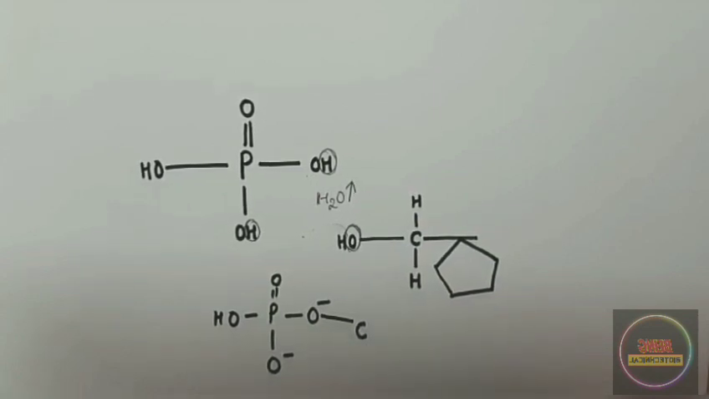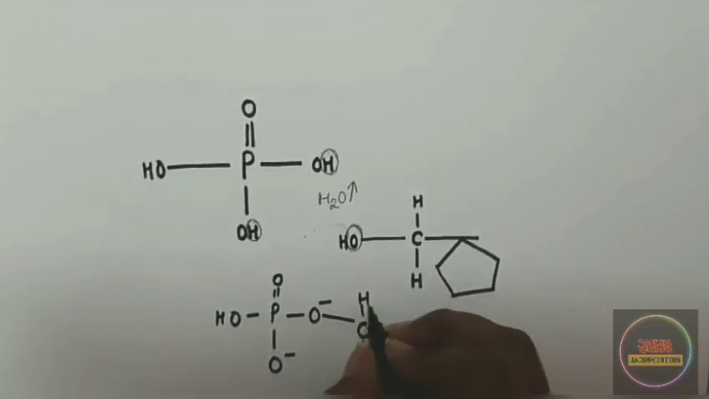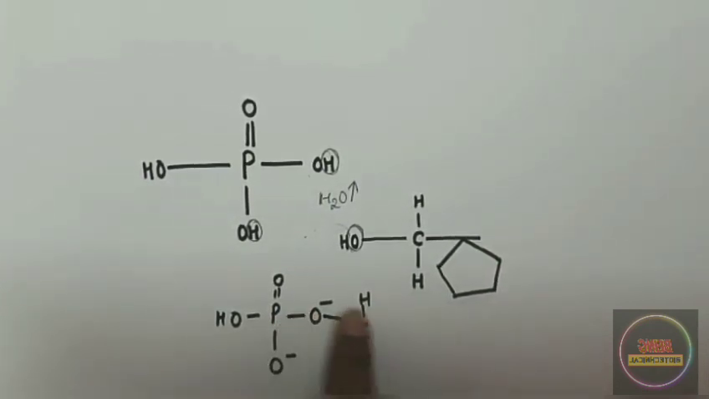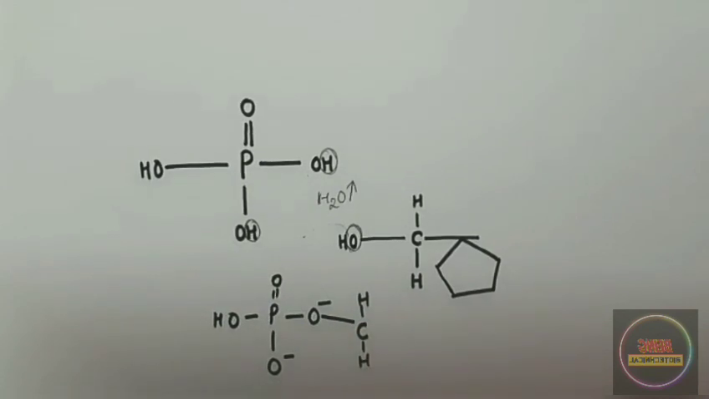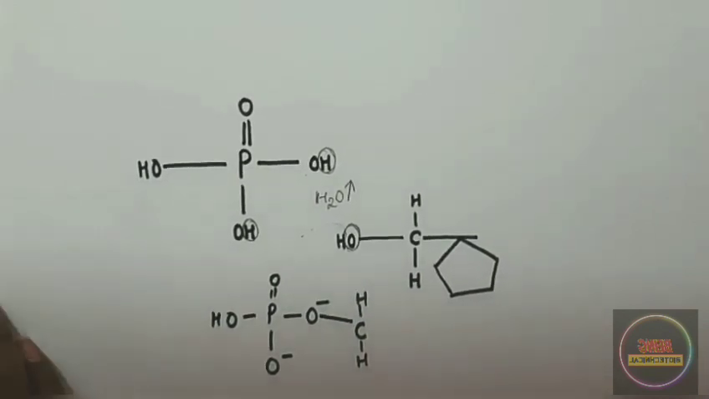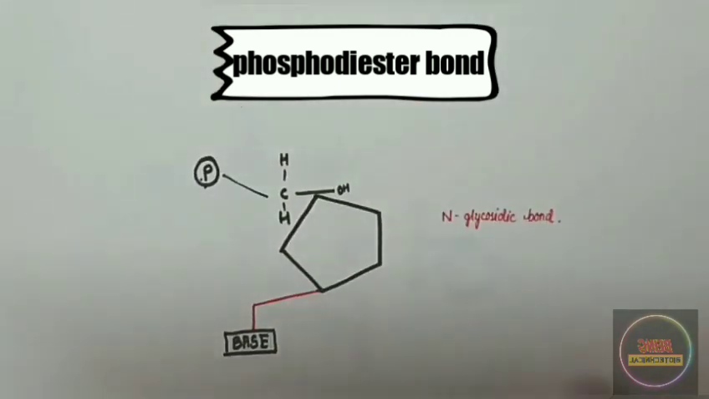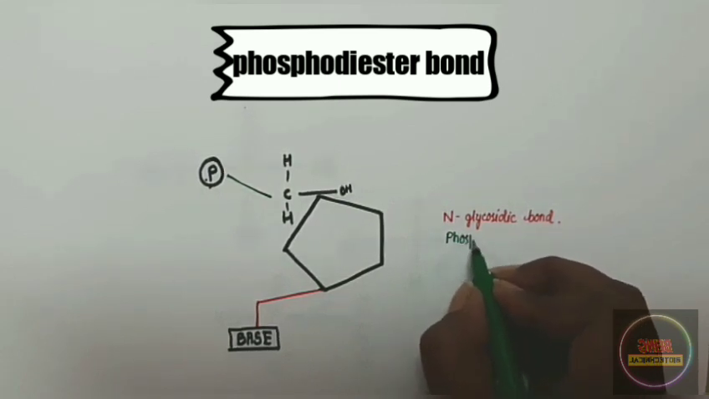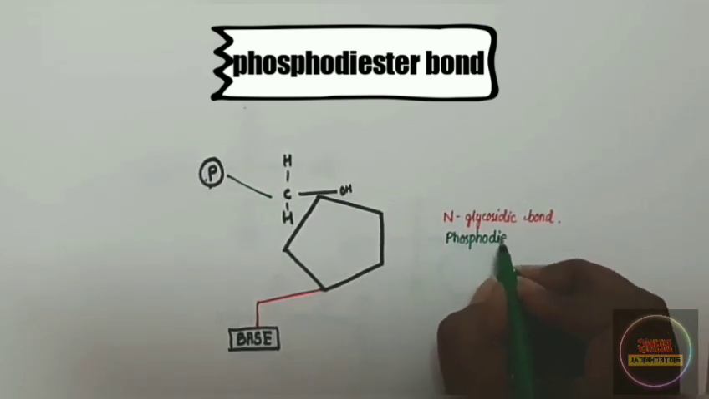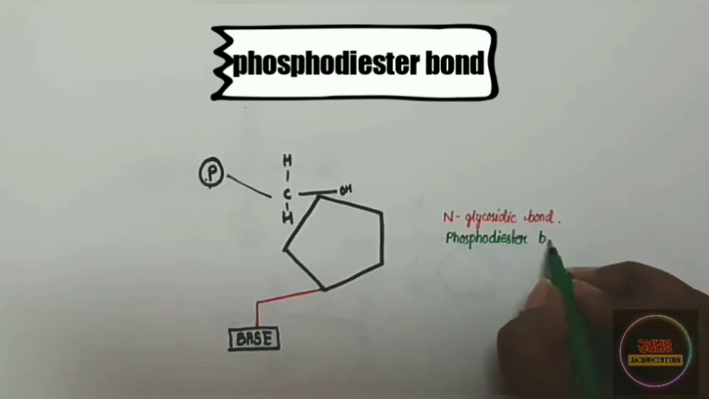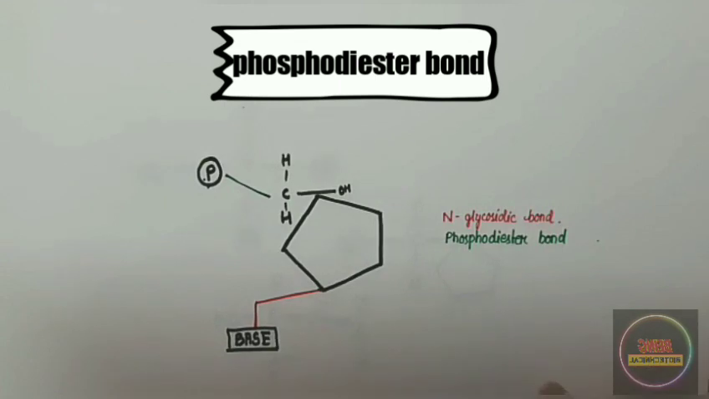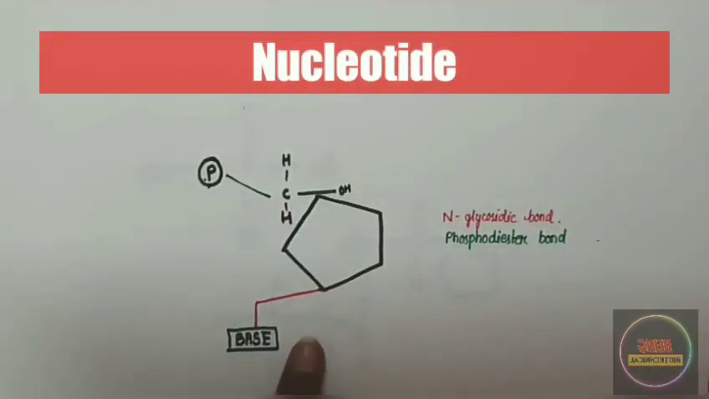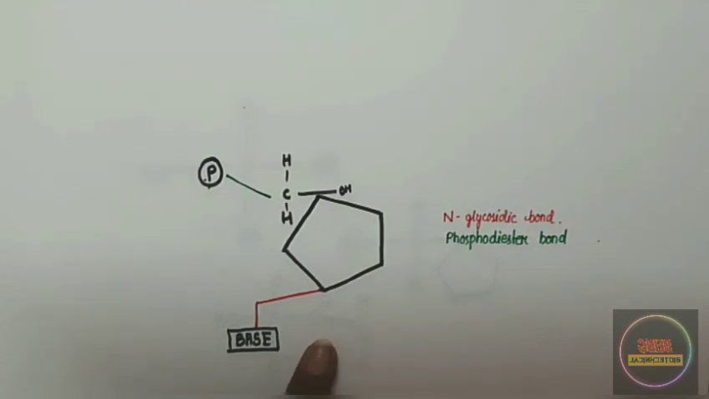So always remember that whenever a phosphate is attached to a carbon, they are attached by a phosphodiester bond. I have already marked this bond with green color. So this green bond is a phosphodiester bond. Whenever a phosphate group is bound to a carbon, they are bound to one another by a phosphodiester bond. Now this whole structure is a nucleotide.